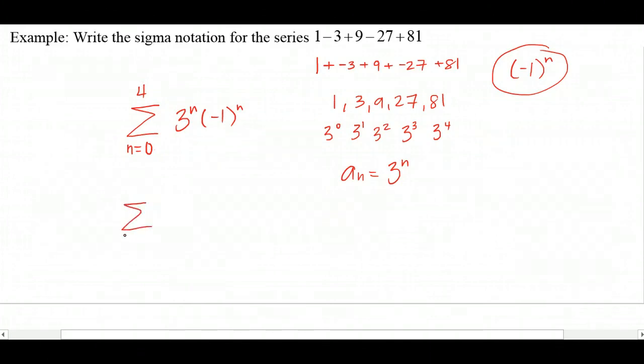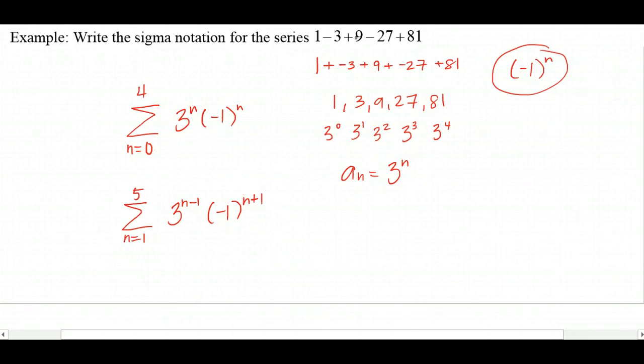I could have started my index at 1 and gone to 5. How that would have affected things is I would have had 3 to the n minus 1. And that would also have changed this exponent here as well, because I want my first term to be positive. And if I left it as negative 1 to the n, when I substitute in 1 first, I'm going to get negative 1 to the 1. My answer would be negative. So how I can change that is I can either add 1 or subtract 1. So if I add 1, now when I plug in 1, 1 plus 1 is 2. And if I take negative 1 and square it, I'll get a positive value.